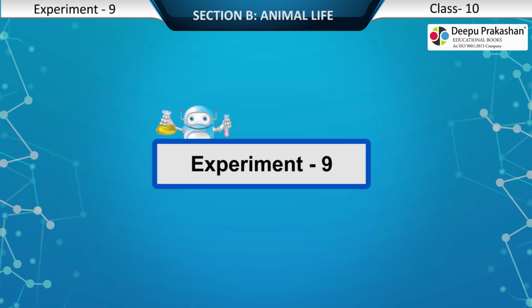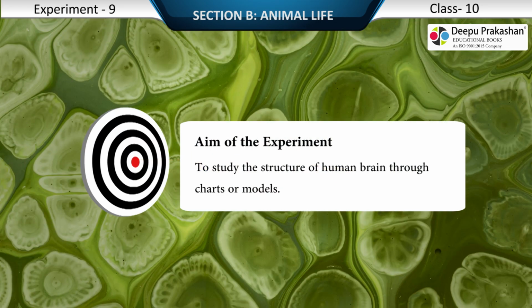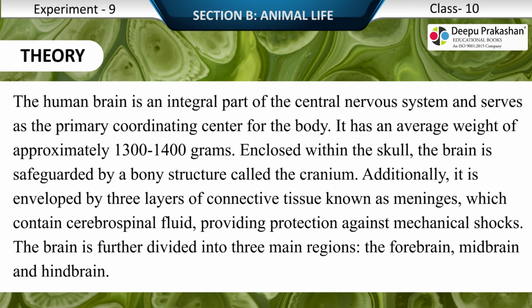Experiment 9. Aim of the experiment: to study the structure of human brain through charts or models. Theory: the human brain is an integral part of the central nervous system and serves as the primary coordinating center for the body. It has an average weight of approximately 1300 to 1400 grams enclosed within the skull.